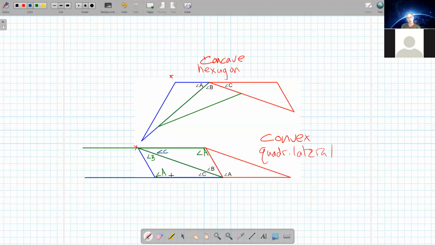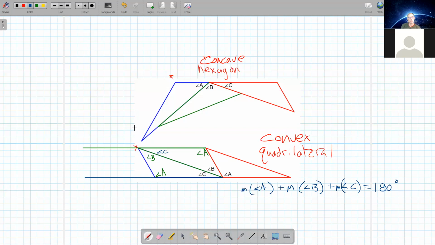All right, so what do I know about the angles going on here? Well, if I take the measure of angle A, and I add it to the measure of angle B, and I add that to the measure of angle C, that's going to add up to 180 degrees.